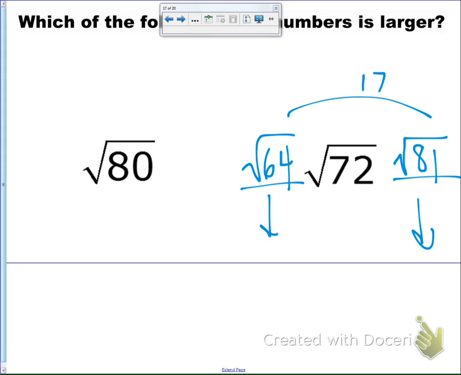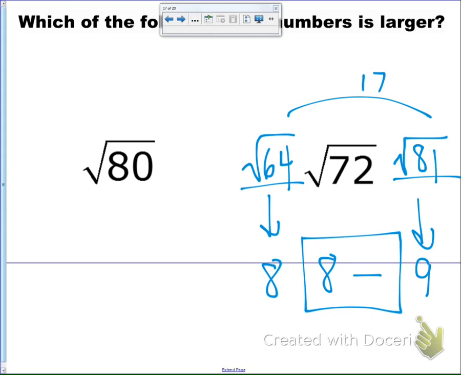I know here that this is going to have a square root of 8 and this is going to have a square root of 9. So again, 72 should be somewhere in between 8 and 9. Okay, so now again I'm trying to find, well, 72 is which number? I know I'm going to have 8. There's going to be 17 on the bottom because that's the difference between my two perfect squares. So now I'm saying, well, 72 is which one? Well, let's count it up again. 64, 65, 66, 67, 68, 69, 70, 71, 72. And this time I have 8 out of 17.